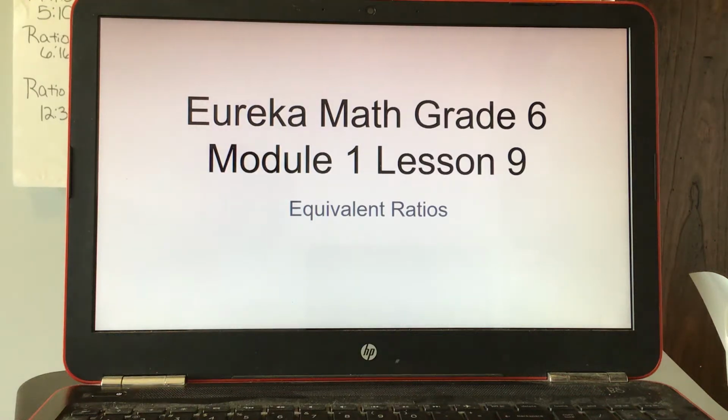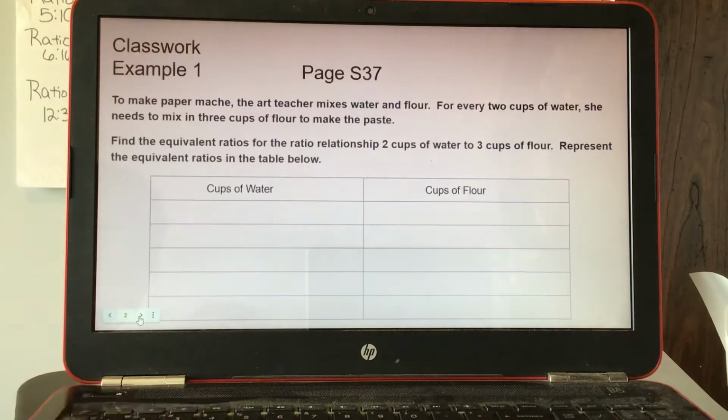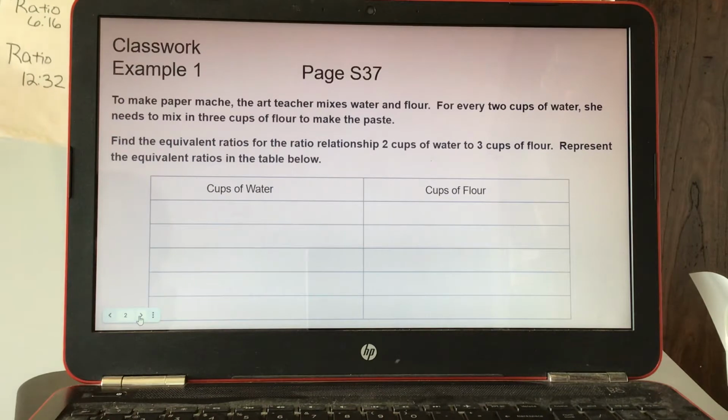Hi, this is Mrs. Hasner, and today's lesson is on Eureka Math, Grade 6, Module 1, Lesson 9 on Equivalent Ratios. Okay, it has classwork. Example 1, this is on your workbook page S37.